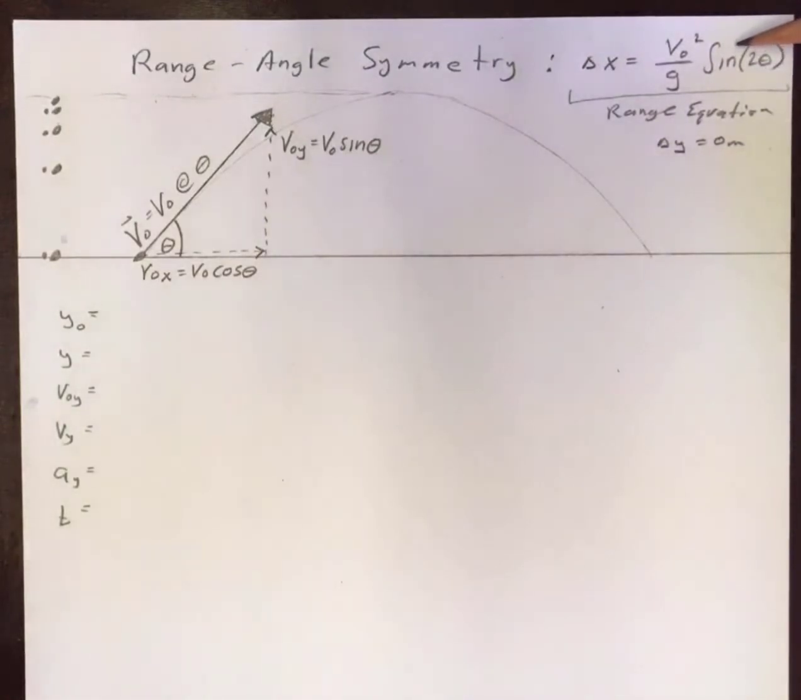And they've got this strange sine of 2 times the launch angle function. So where does that come from? You don't technically need to know where it comes from, but I want you to know where it comes from. So I've drawn this picture.